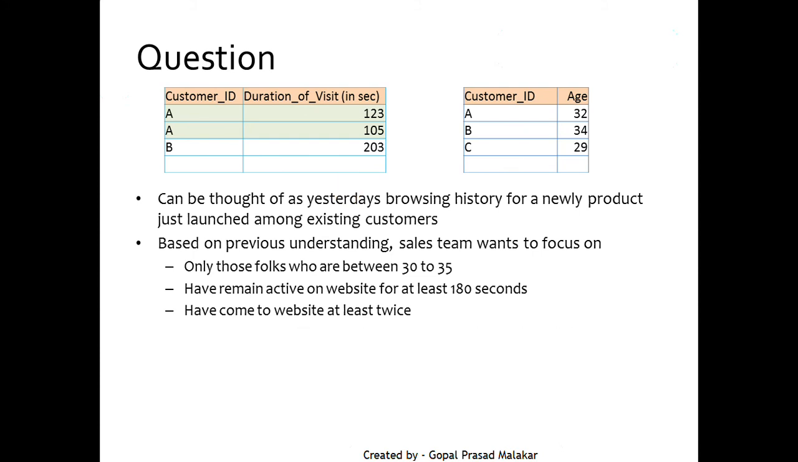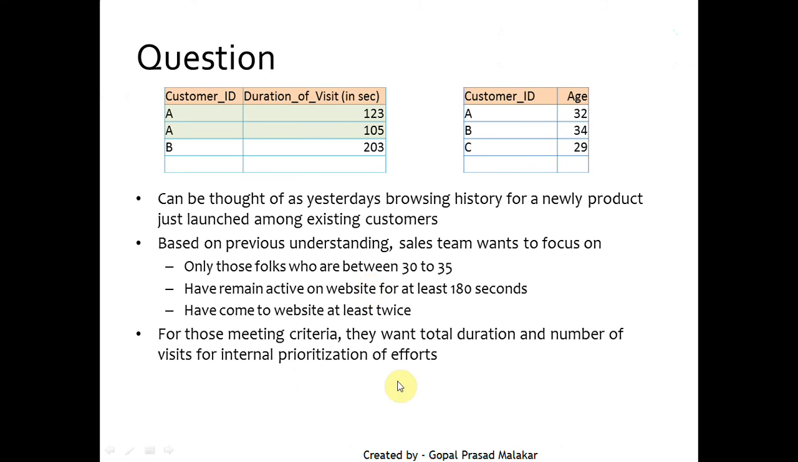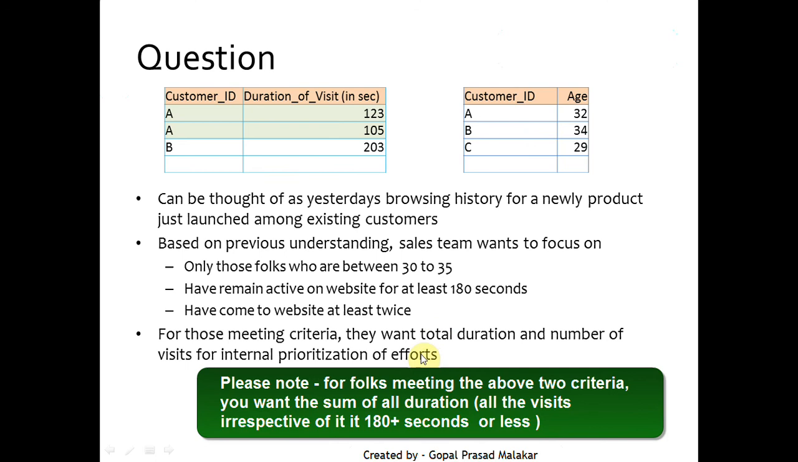These are aggregated conditions. Having remained active on the website at least 180 seconds means you are looking at the maximum, and at least one of them should be more than 180 seconds. Having come to the website at least twice means you are looking at the count, and the count should be 2 or more. Let's take a close look once again at how we are going to produce it. For all those records which meet the criteria, you want total duration and number of visits for some internal prioritization of effort.